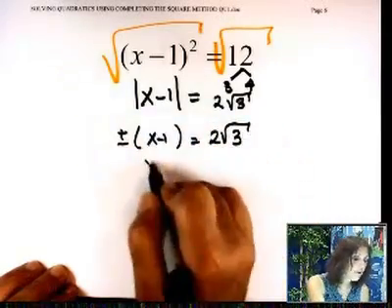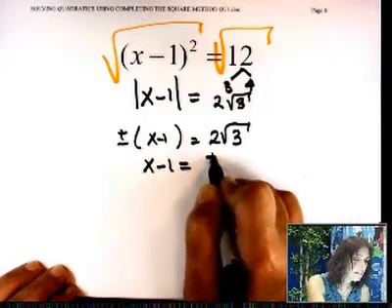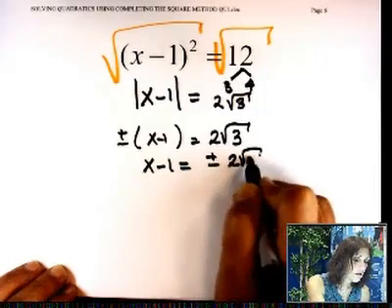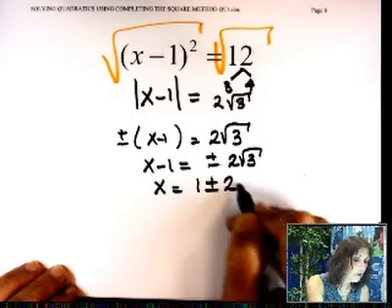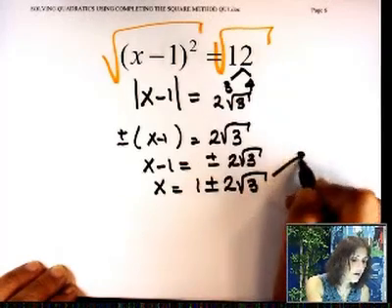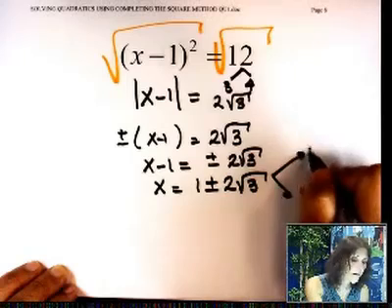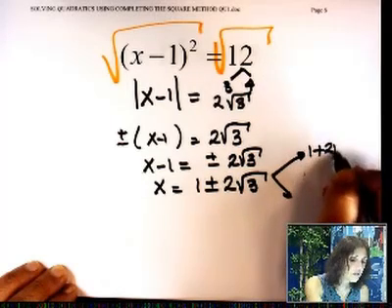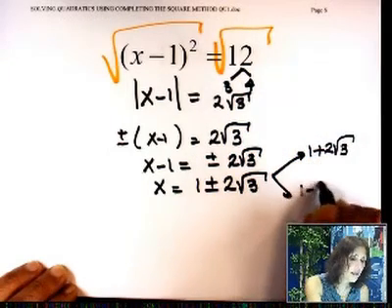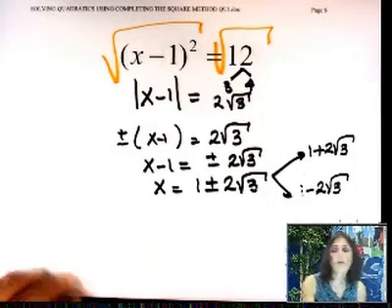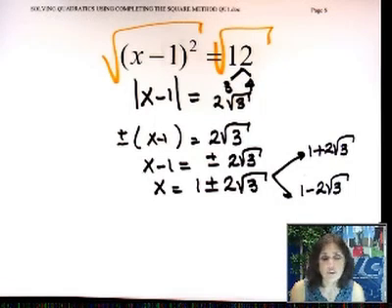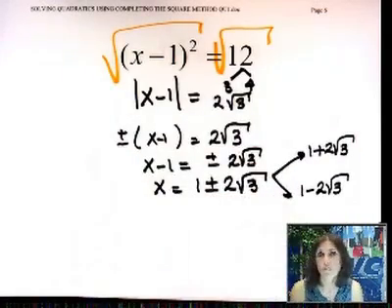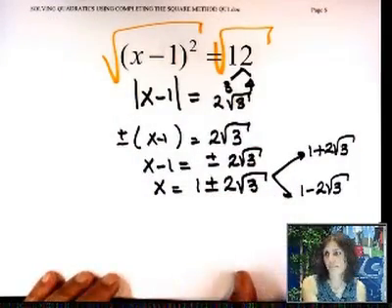Then you move the plus minus on the other side. Then you move the 1 on the other side. And write down what you have. Plus and minus. You have 2 of them. But what happened with this one, you got 2 real answers, but they are irrational because you have square root of 3 in there.